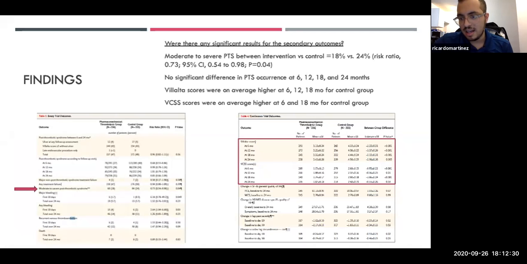Yeah, basically. So moderate to severe PTS between intervention versus control was 18 versus 24%, which was significant. But there was no significant difference in PTS occurrence or the Villalta scores, VCSS scores, or any other of the secondary efficacy outcomes, which were measuring quality of life, like you mentioned. And so why do we think that there was a reduction, I guess, in the moderate to severe PTS in the intervention group versus the control group?